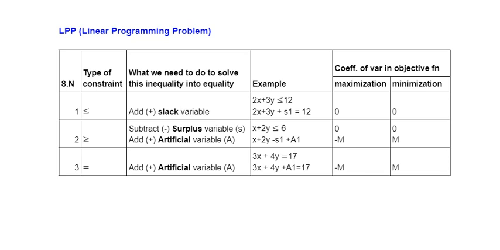As per the type of constraint, we sometimes add a slack variable, sometimes subtract a surplus variable, and sometimes add an artificial or dummy variable. In the first case here, only a slack variable is added. In the second case, the greater than or equal to case, we have to subtract a surplus variable as well as add an artificial or dummy variable. In the third one, we have to add an artificial variable.